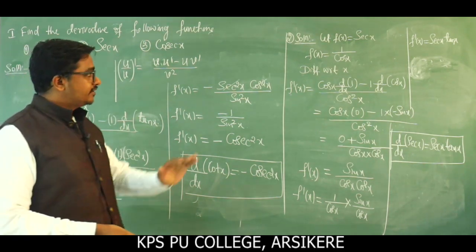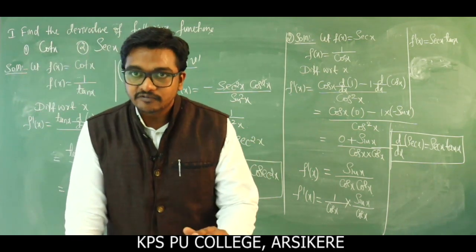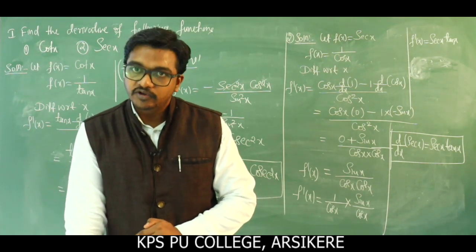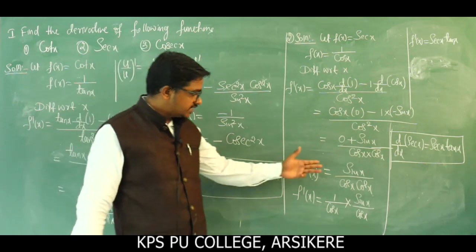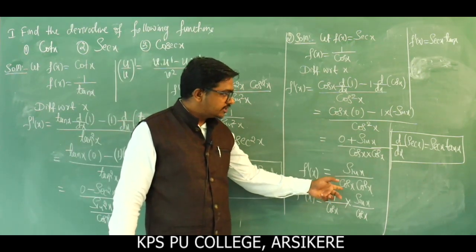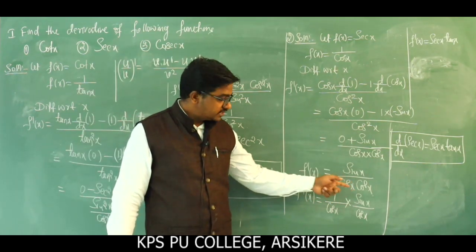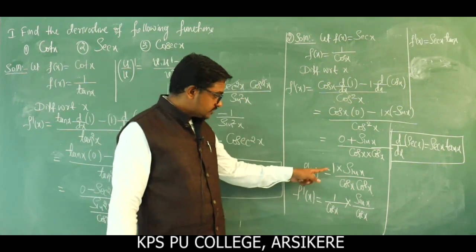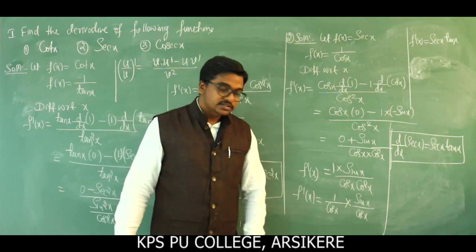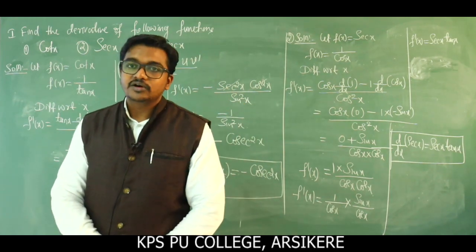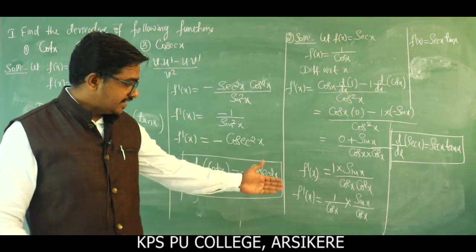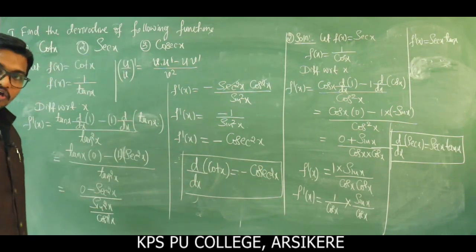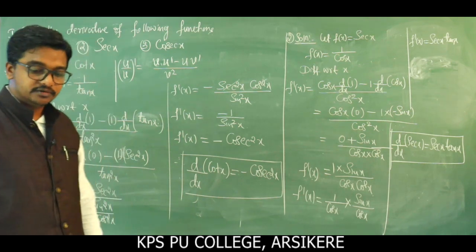The concept is very simple. Take the reciprocal of secant, which is 1 by cos, then apply the u by v rule. Finally, what is left is sin x divided by cos square x. Cos square is cos x into cos x, and we multiply with 1. Then separate the terms: 1 divided by cos x into sin x by cos x. 1 by cos x is secant and sin by cos is tan. This is the formula, derivative of secant x. Take a pause and note all the things I have written here.